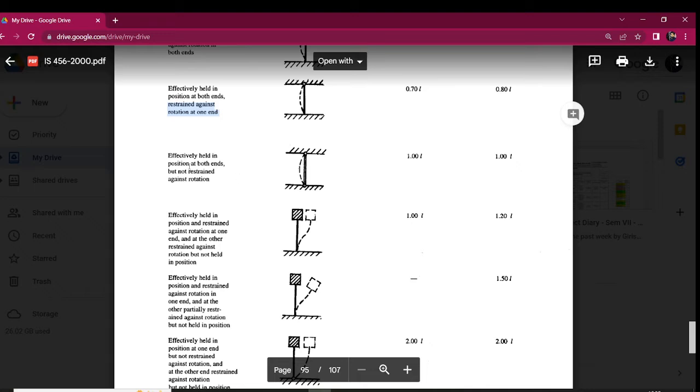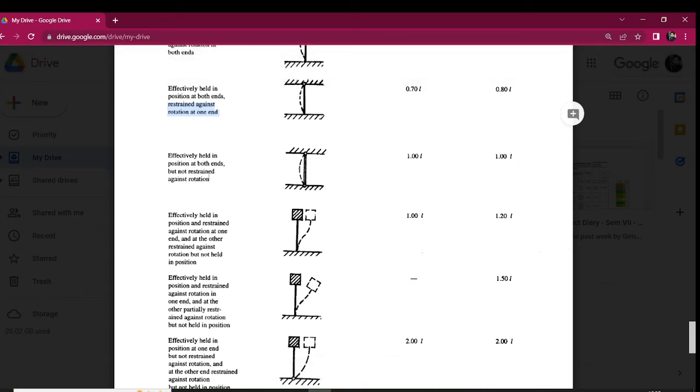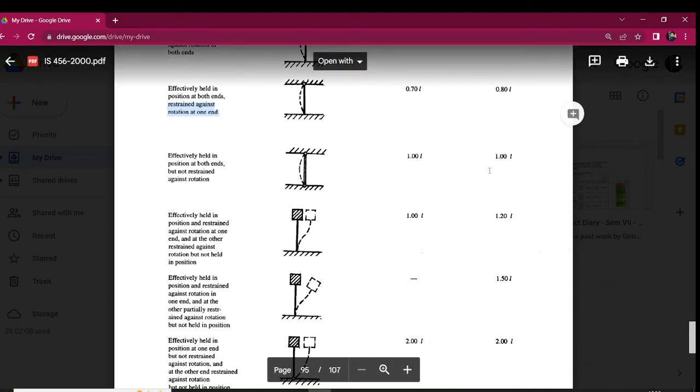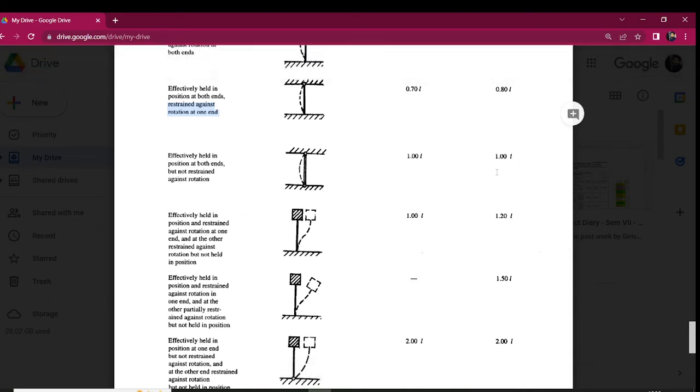Case number 3, you see, effectively held in position at both the ends but not restrained against rotation. See, both the ends are allowed to rotate but they are not allowed to move in the horizontal as well as in the vertical direction. And what they say, effectively held in position but not restrained against rotation. You do have some rotation at both the ends. Here both the ends are hinge support. So in this case, the effective length of the column equals 1 into L, where L is the unsupported length of the column.